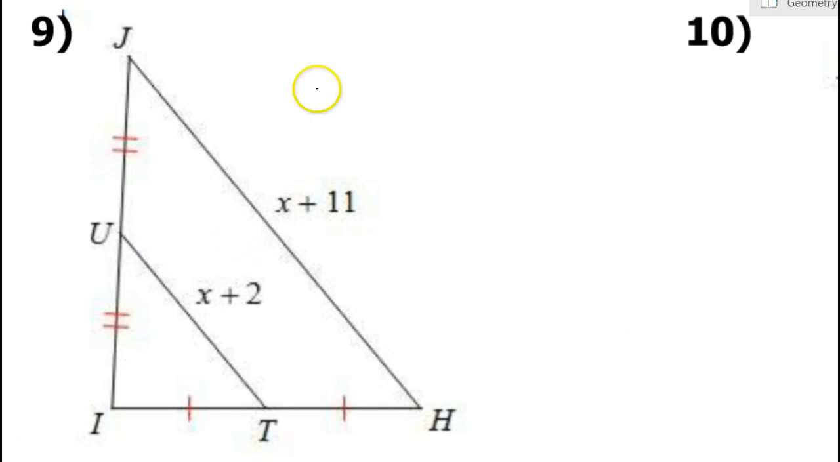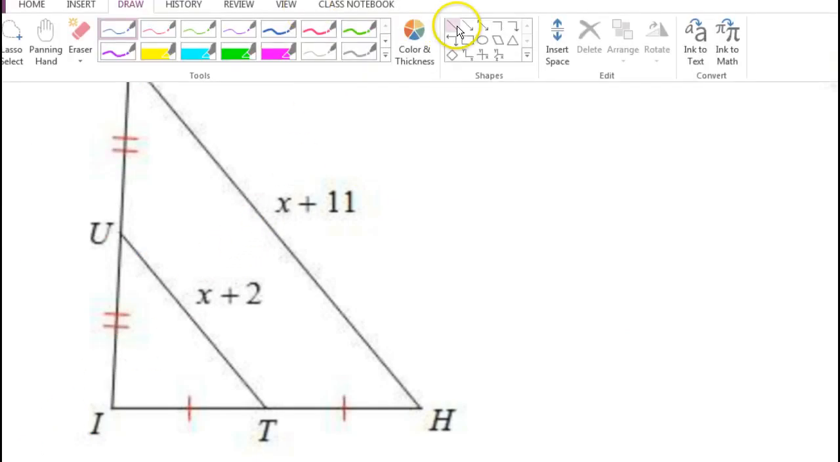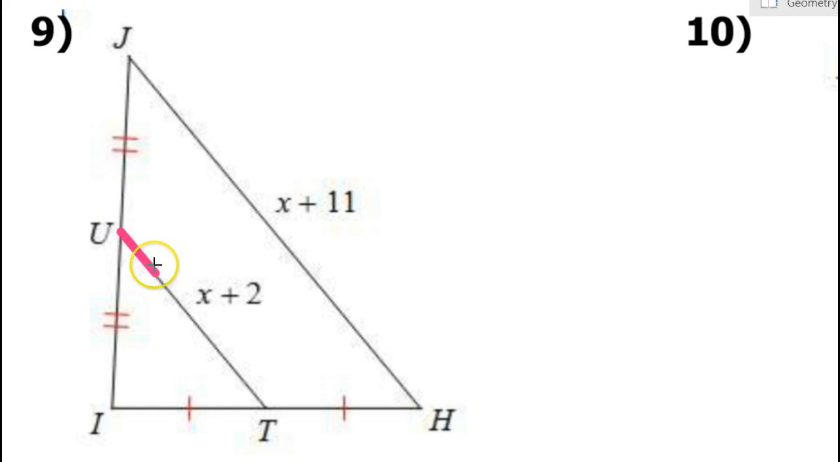Problem number 9 is a little bit different because we have something called a midsegment. A midsegment is a segment that connects the midpoints of two sides of a triangle. And I know that U and T are midpoints because of the tick marks here. The double and the double, that makes U the midpoint. The single and the single makes T the midpoint.